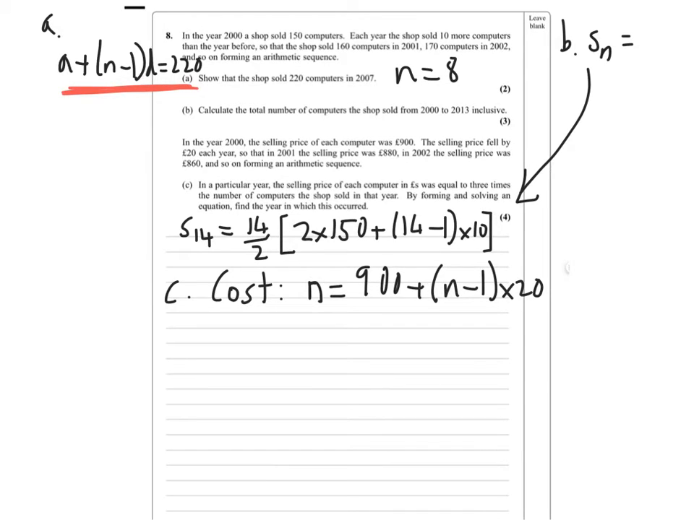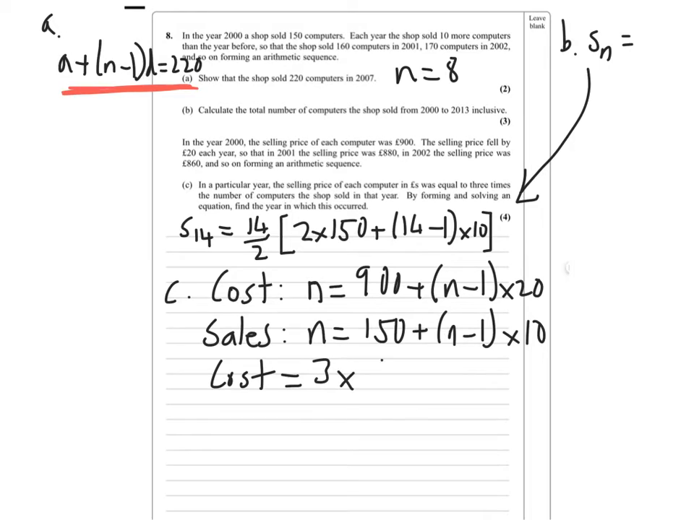And for the sales, we've got n equals 150 plus (n minus 1) times 10. And all you've got to do is say that cost equals 3 times sales. You form an equation and solve it. I'll give you the answer, but you've got to show all the working. So n equals 10, and you could say 2009. So there you go.